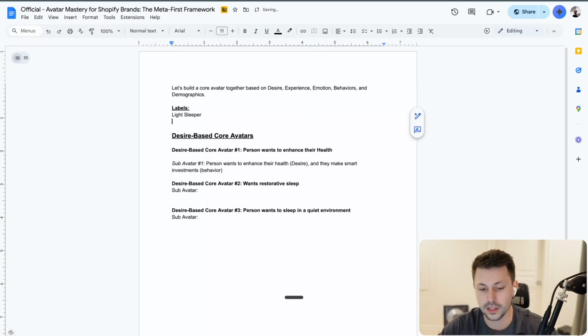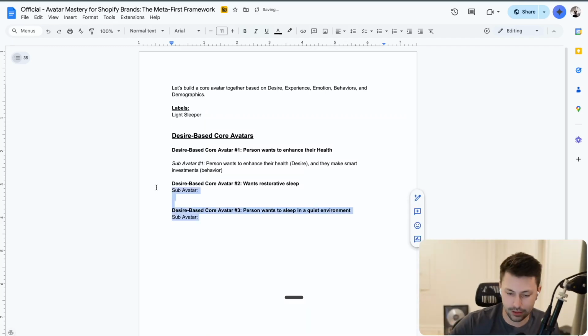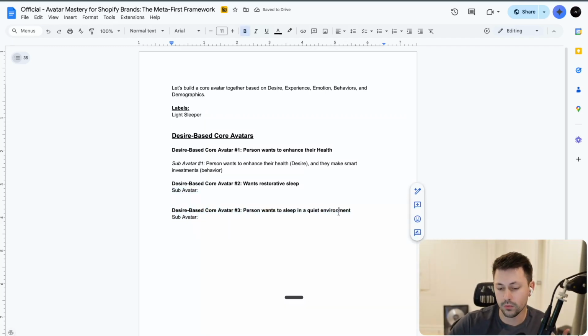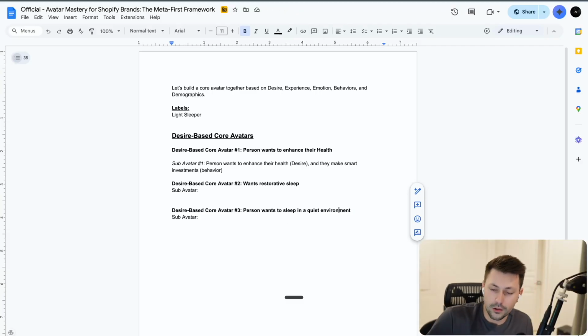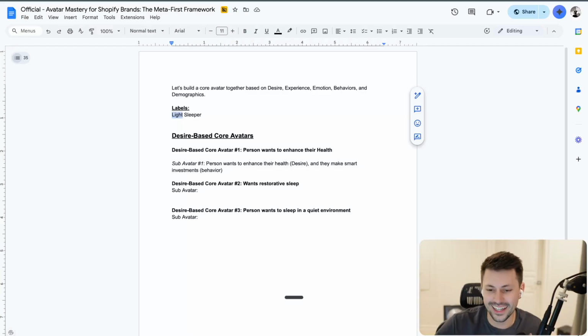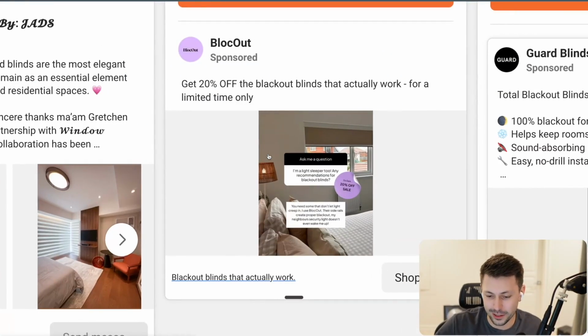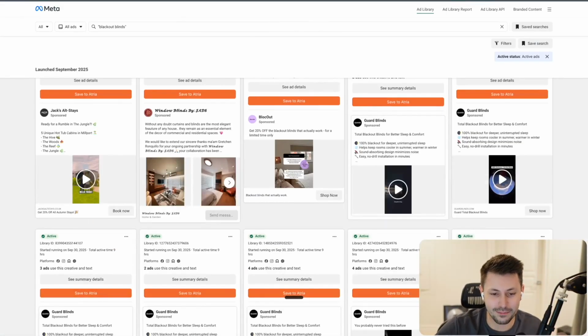Now, a label is something that is used to describe this avatar. For example, someone who wants to sleep in a quiet environment might also be a light sleeper. The pun is intended here: light wakes you up, or I sleep through the day, maybe something like that. At the end of the day, I'm going to add that in as a specific label. There are more ads here as well.